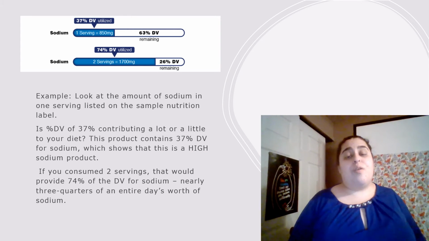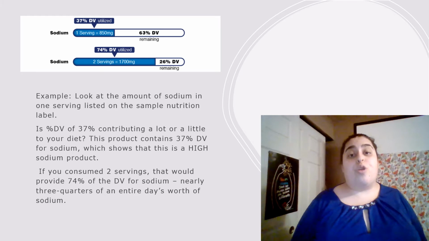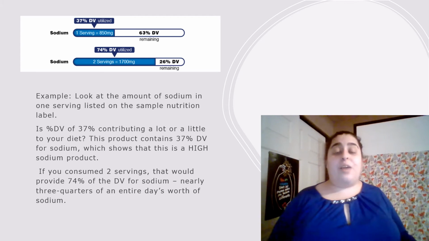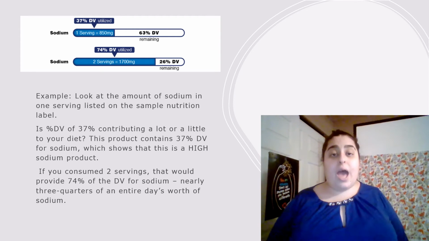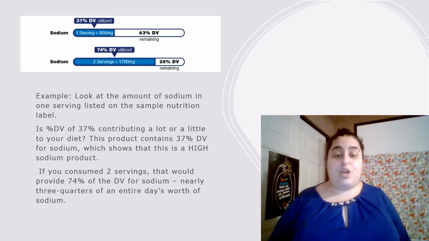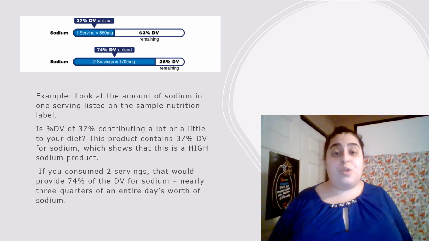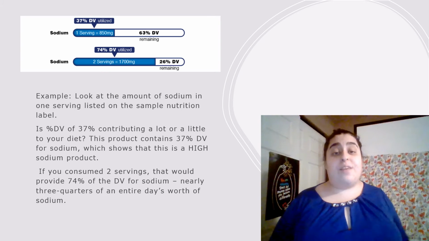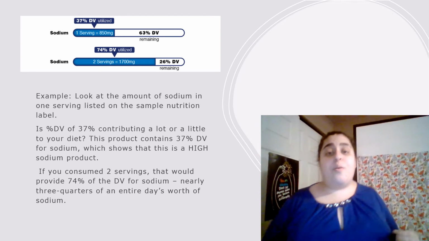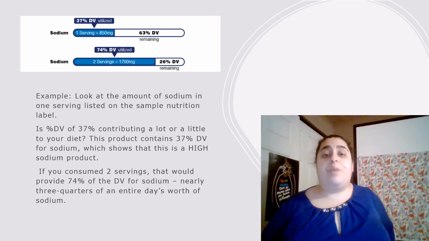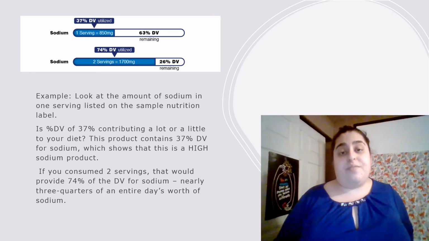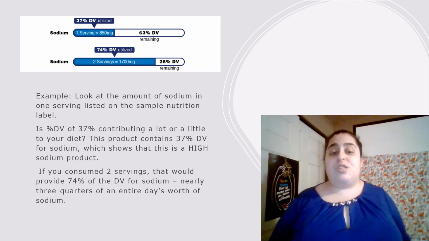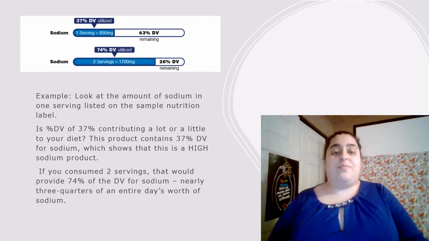Here I have an example of what happens when you're taking more than one serving size of the item and how we're supposed to add those percentages together. We do it the same way that we do for calories. So here we have one example of sodium, which is 37% of DV. Well, if we do end up taking 2 servings of that sodium, then we just double the number, which would be 74% of DV. Just like that, we do the same thing.